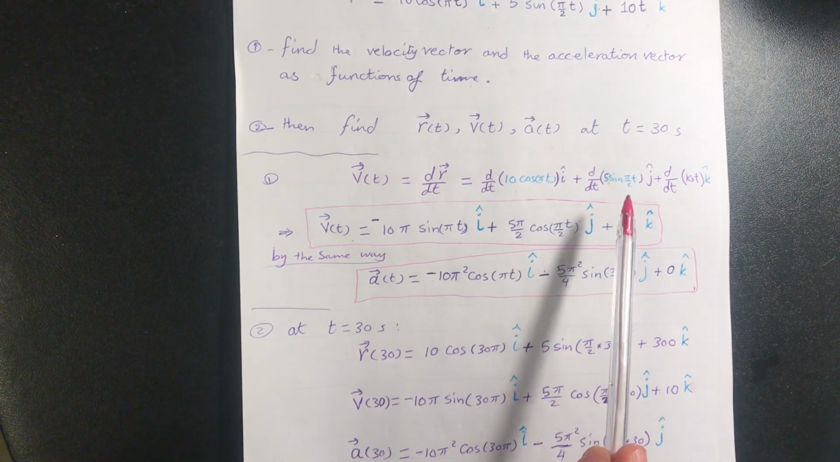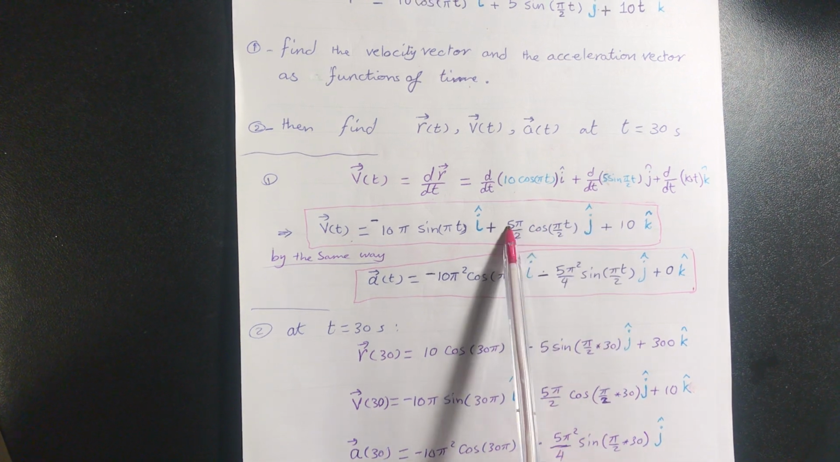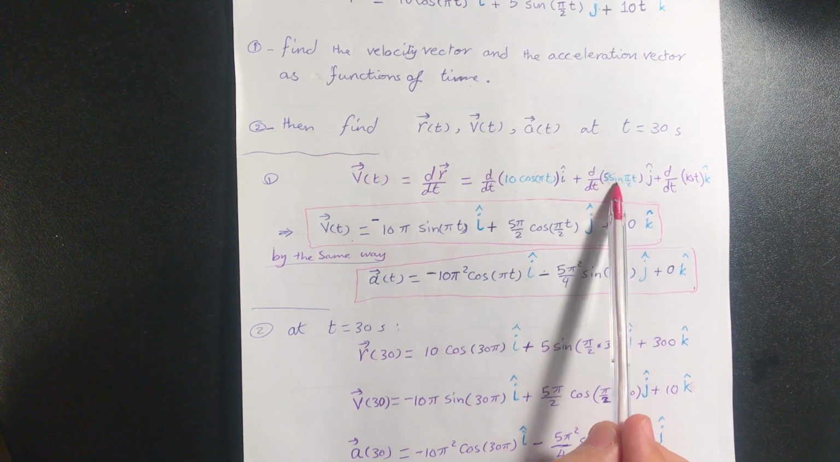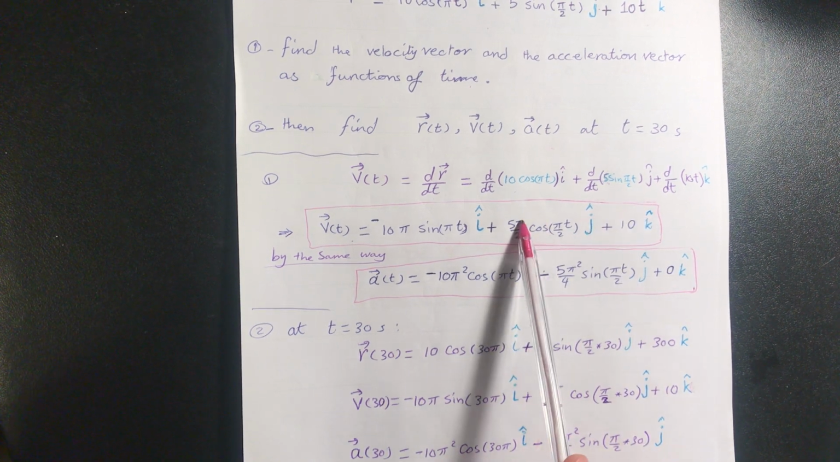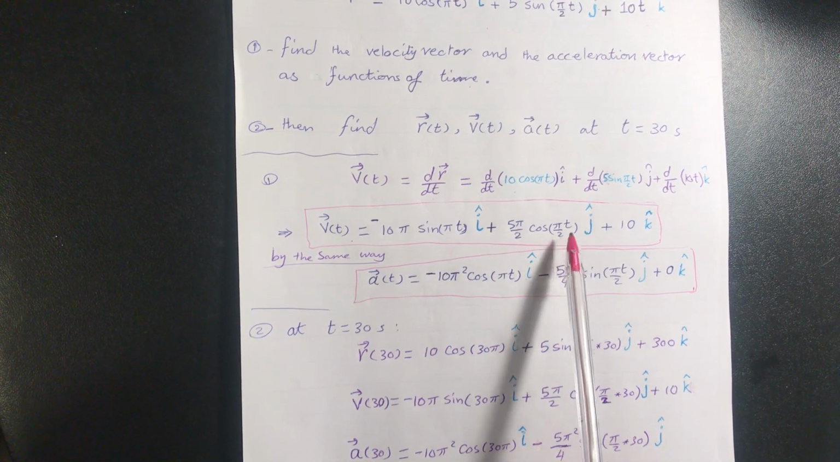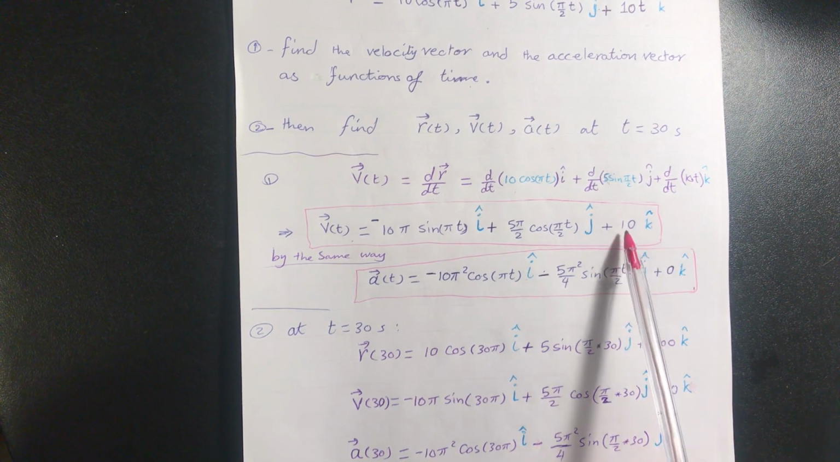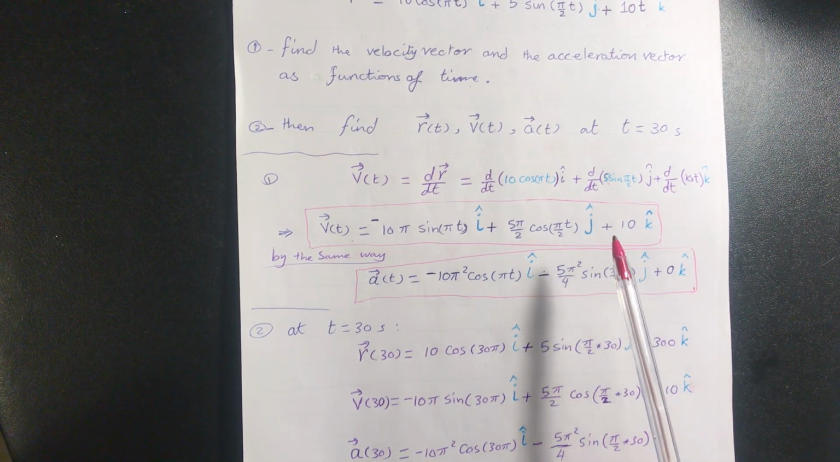What about the y direction? The 5 is 5. The derivative of sine pi over 2 t is pi over 2 cosine pi over 2 t, and 10t will be 10 if we derive it.